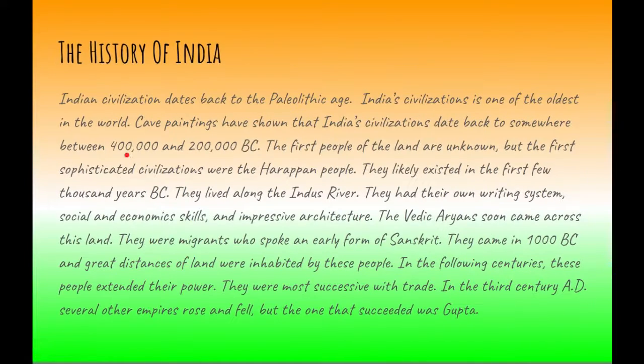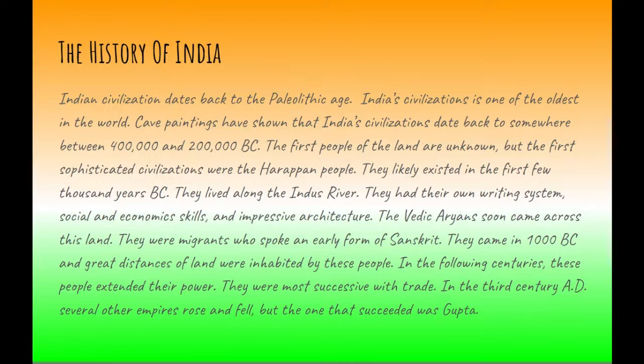So now we're going on to the history of India. India's civilization dates back to the Paleolithic age. India's civilizations is one of the oldest in the world. Cave paintings have shown that India's civilizations date back to somewhere between 400,000 and 200,000 BC. The first people of the land are not known, but the first sophisticated civilizations were the Harappan people.